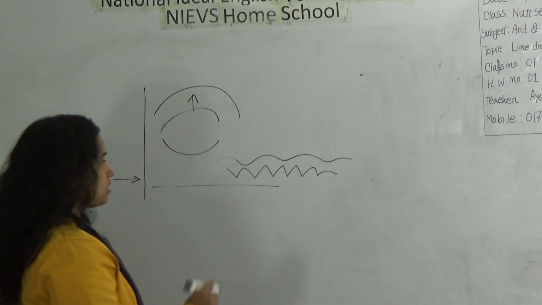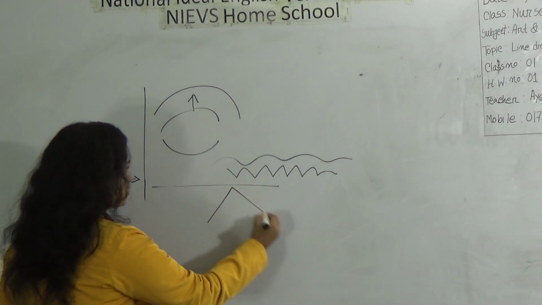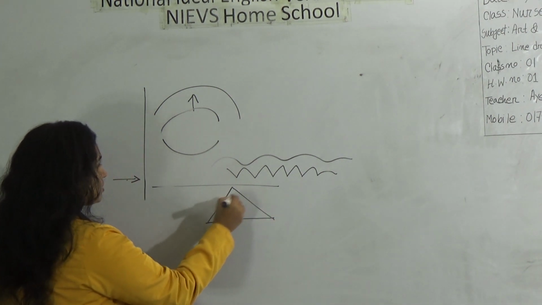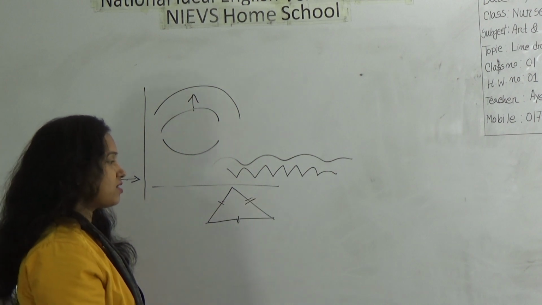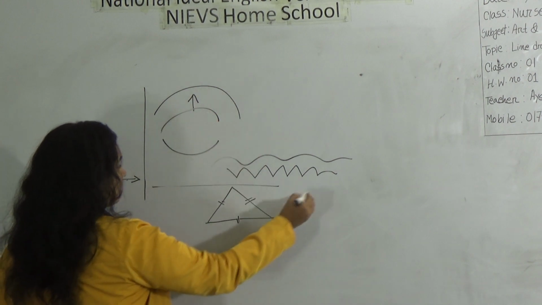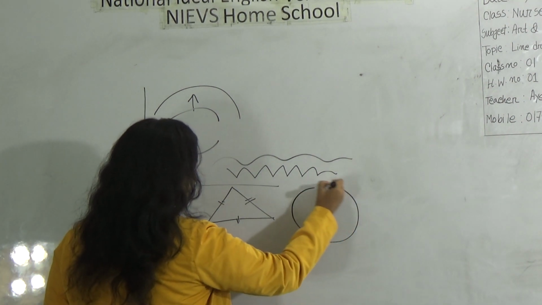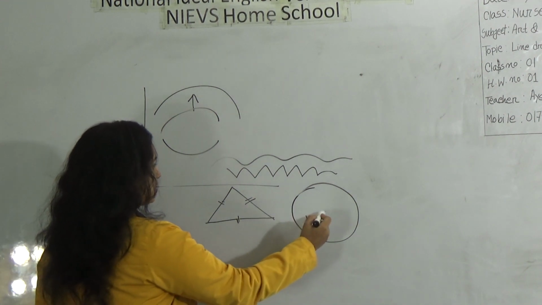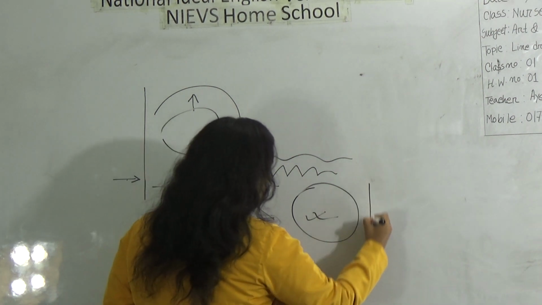So dear student, look at the shapes. This one is a triangle. Joining three lines, I have drawn a triangle, and joining two curved lines, I have drawn a circle. This one is another shape, and now I will show a square.